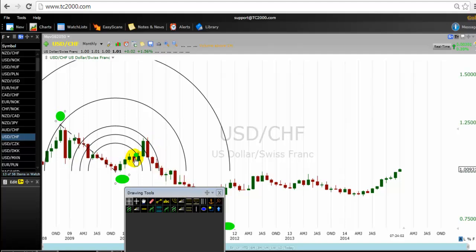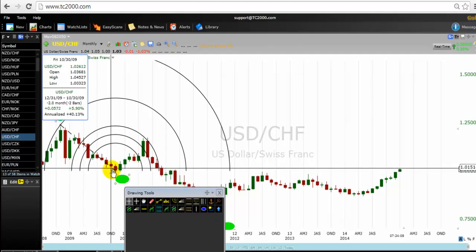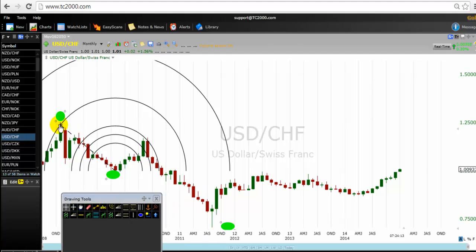Just to remove these spots. All right, so now we have it. This is the Fibonacci arc. I draw it down. Price went down from here to here. I'll start drawing from here to here.